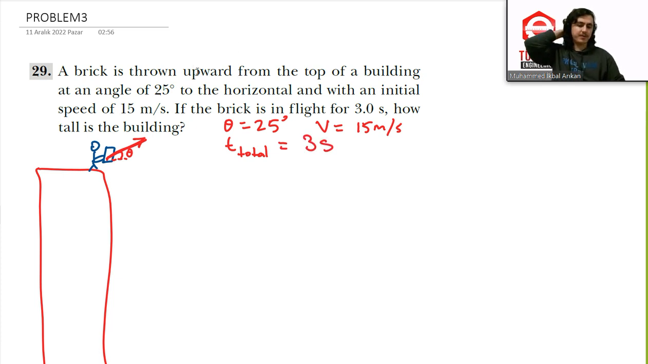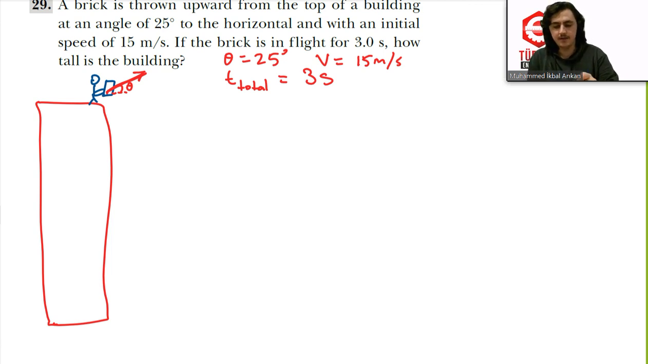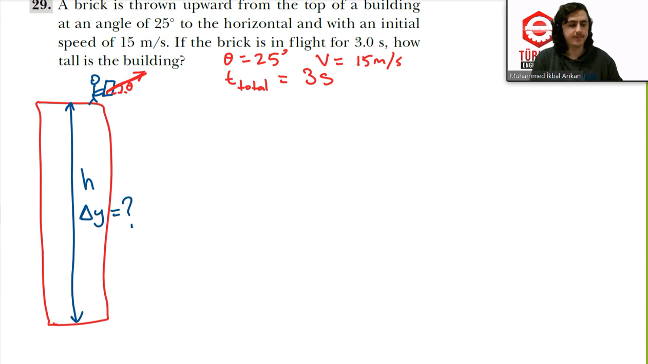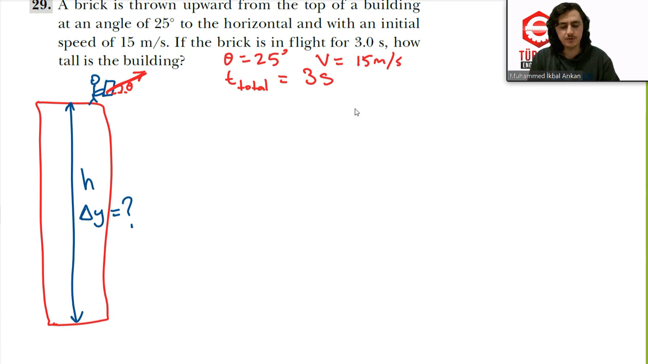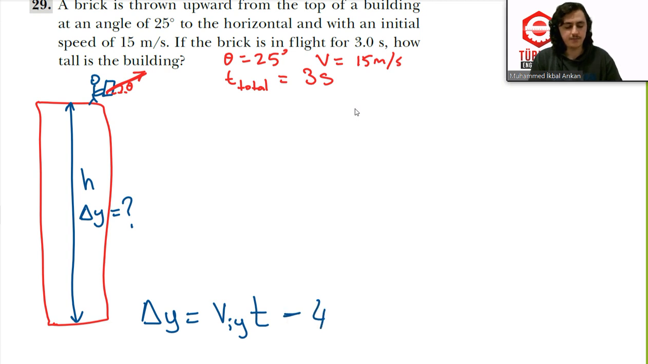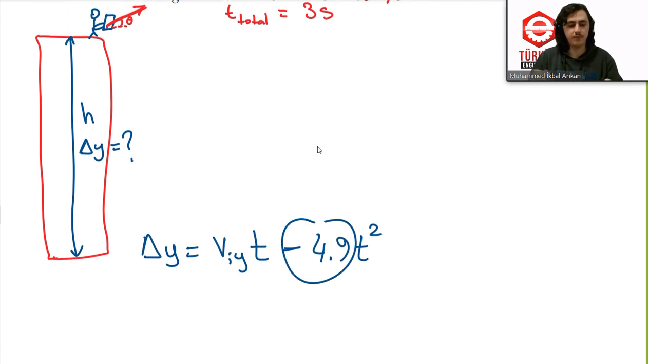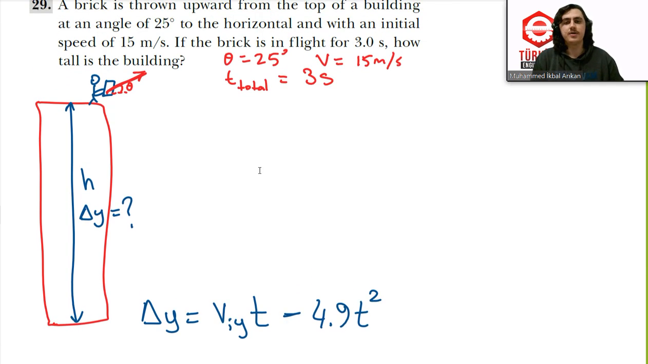So how can I solve this problem? It's asking for delta y. How tall is the building? So it's asking for h, and actually this is delta y. I know the time. As you know, delta y is v initial y times time minus 4.9 times t squared. This is our delta y formula, coming from half of the acceleration in y. So I must know what my initial velocity in y is first.